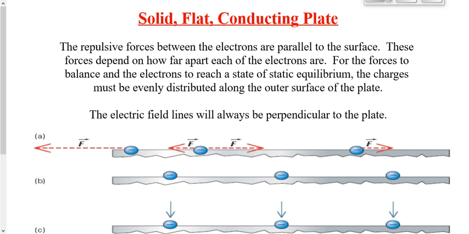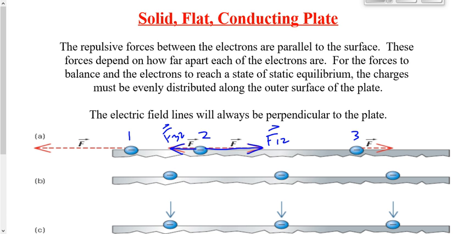I'm going to label these 3 excess charges in this solid flat conducting plate, just the same as I did last time: charge 1, charge 2, and charge 3. I want to focus on charge 2 here. Charge 1 and charge 3 are there, but I want to focus on charge 2. Charge 2 experiences, as a result of these other 2 excess charges, charges 1 and 3, 2 forces. There's the force of 1 on 2, and there's the force of 3 on 2. 1 repels 2 to the right, 3 repels 2 to the left.